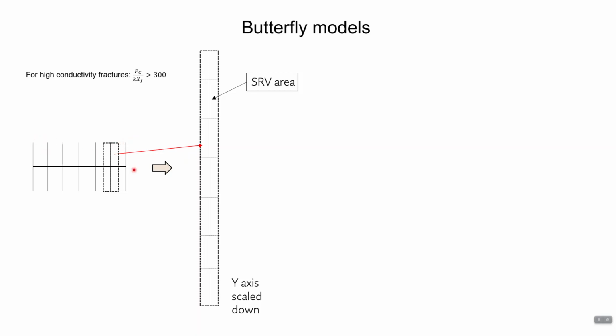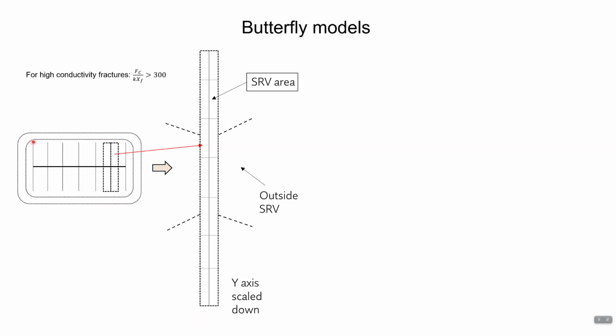Now, how about the area outside of the SRB? I just come up with an analytical way of estimating how this changes with distance from the fractures, and I just put it here as the wings of a butterfly. That's where the name comes from. This is the actual shape of a butterfly model for a system like this. Now, the nice thing is that the performance of this system and this is the same, as I will show later.